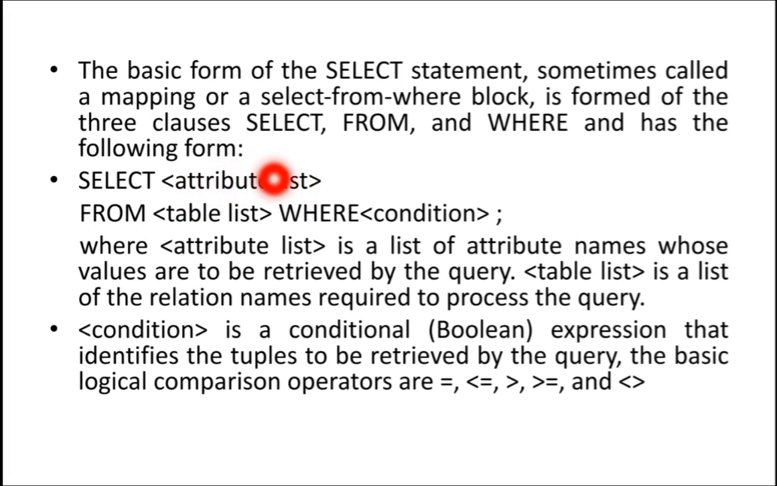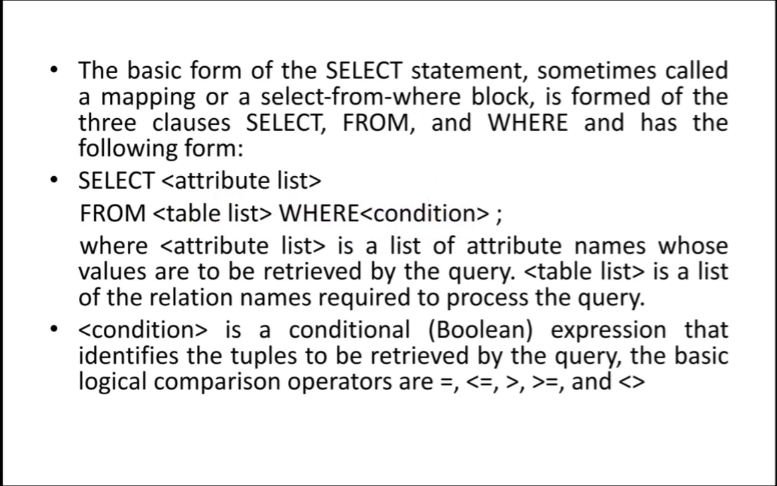You are selecting from the attribute list. I will take an example, and you will understand. Next, from which table you are selecting? That's why in the from clause we have the table list. In the first part of select, we have an attribute list. In the from keyword, we have a table list. And the third clause is where. In where we will have a condition. Based on the condition, it will select the values from the table. I will take up the example.